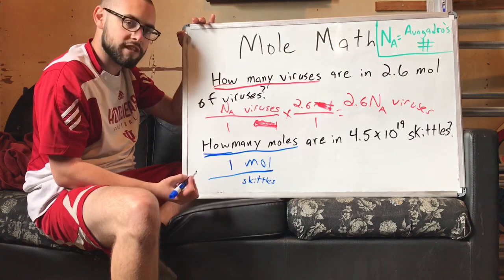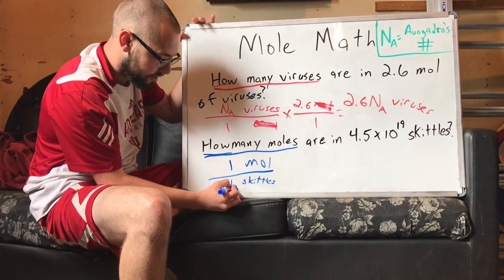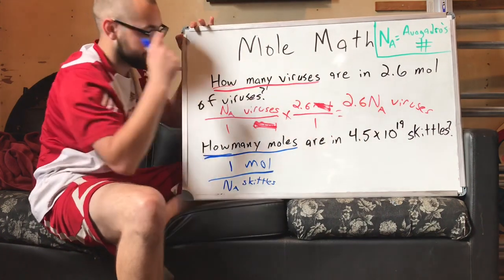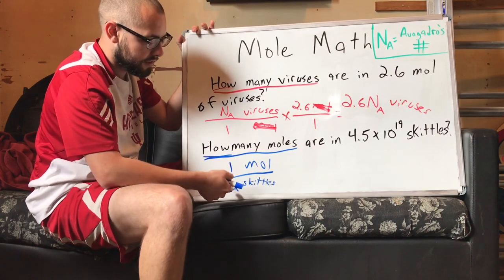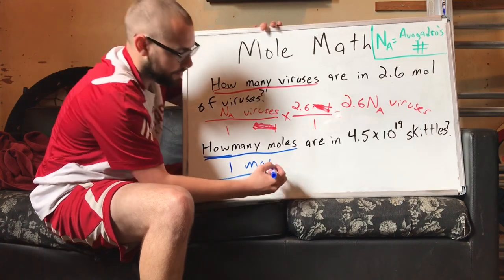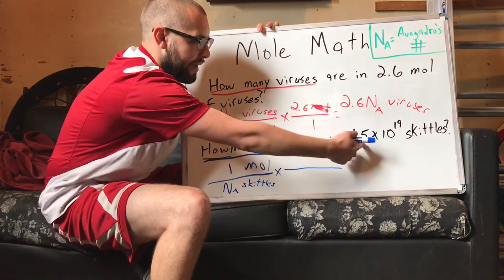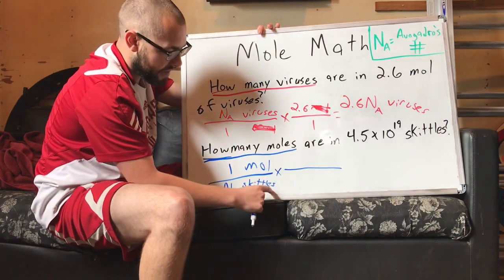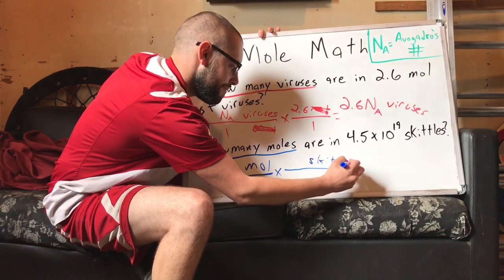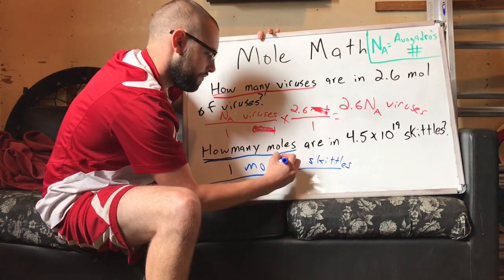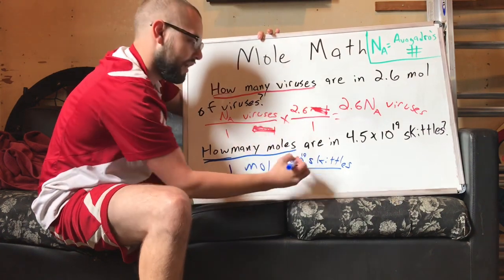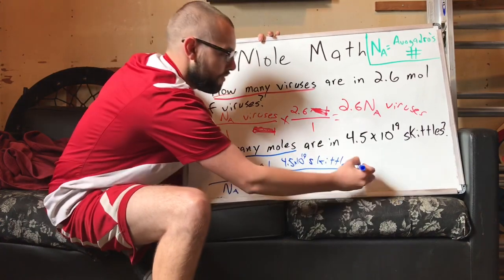I know that 1 mole of Skittles is Avogadro's number of Skittles. Remember that NA, Avogadro's number. So 1 mole of Skittles is this many Skittles. But I don't have that many. I've got a specific amount of Skittles. So I take this unit, I carry it up, Skittles. And I'm going to put this number in here. 4.5 times 10 to the 19th. I can put this one over.